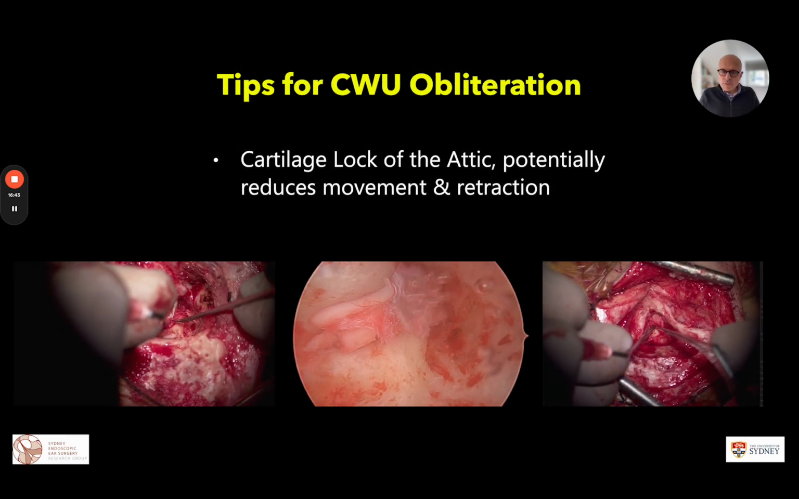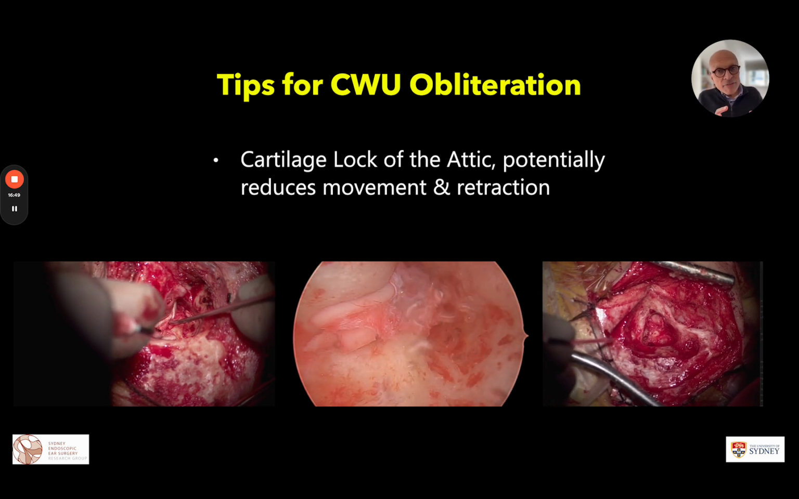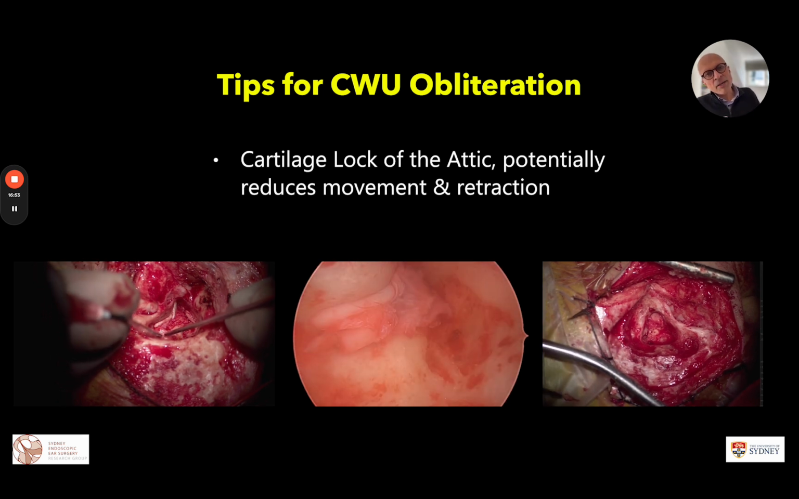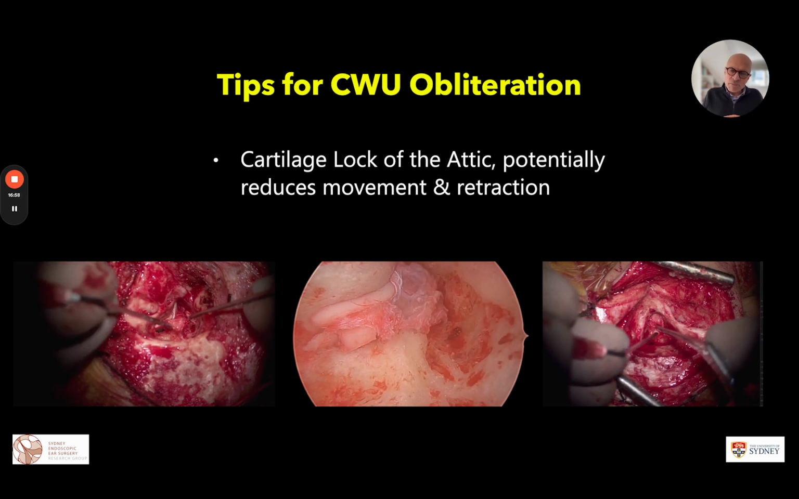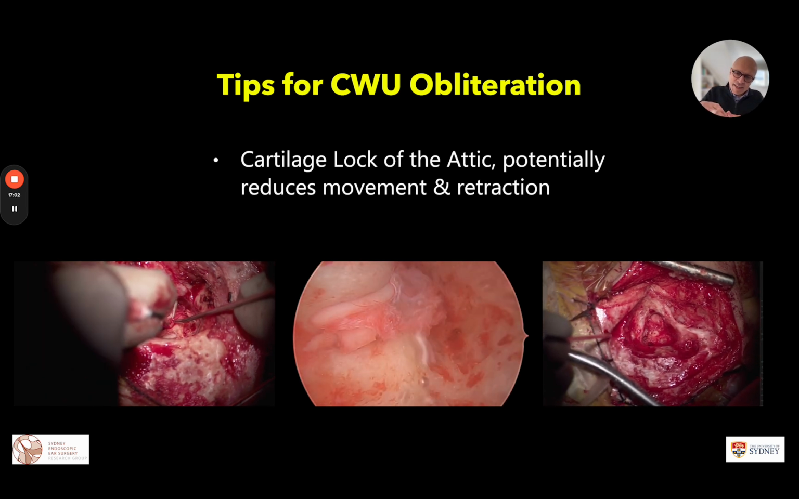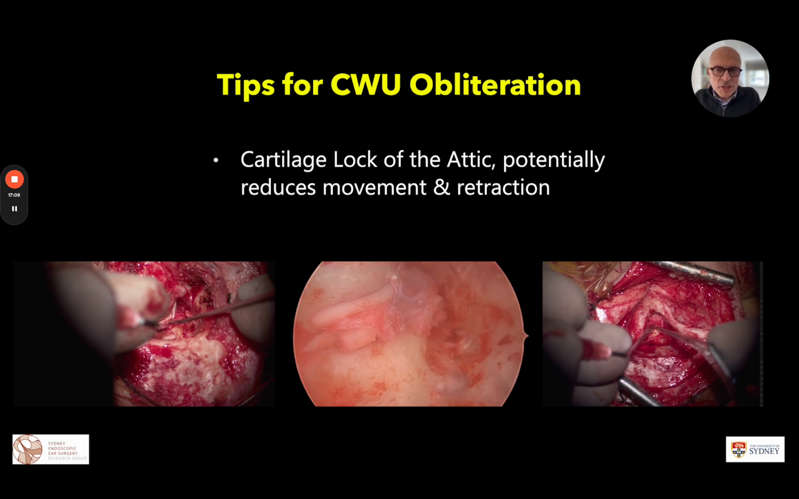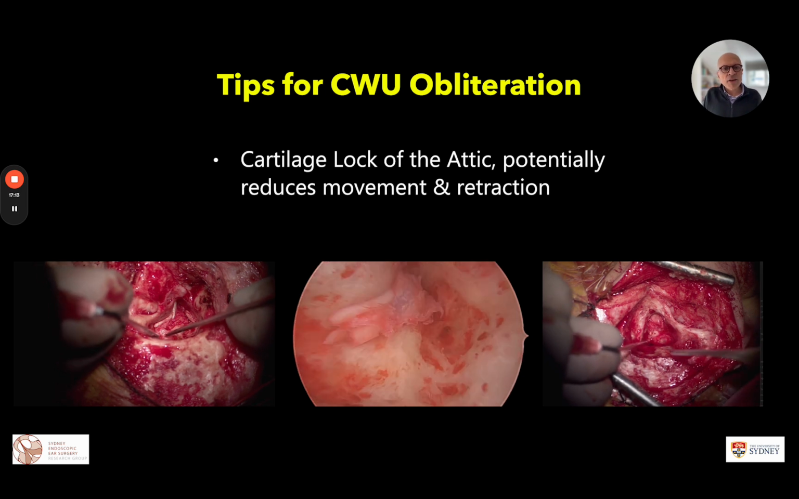A couple of tips when we're looking at canal wall up obliteration, and when we're thinking about obliteration, in my mind, it's actually like a reverse cartilage attic reconstruction and then putting bone behind it. And what I mean by that is that when we're doing attic reconstruction primarily, we tend to try and precisely fashion the attic cartilage or bone pate into the actual space that we've created with our primary resection. But this is what I like to do when I'm doing an obliteration, and that is create a cartilage lock.